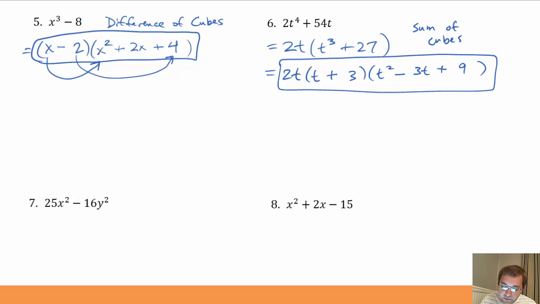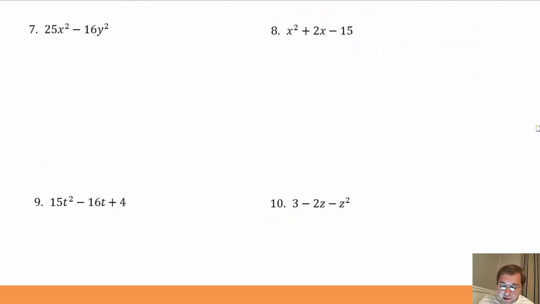Number 7. 25x squared minus 16y squared. Look for greatest common factor. Well, 25 and 16 don't have any common factors other than 1. And there's an x in the first one and a y in the second one, so there's no variable I can take out. So the greatest common factor is 1. It's got two terms. Look for a difference of squares, sum or difference of cubes. Well, everything is squared here, so I can do a difference of squares.